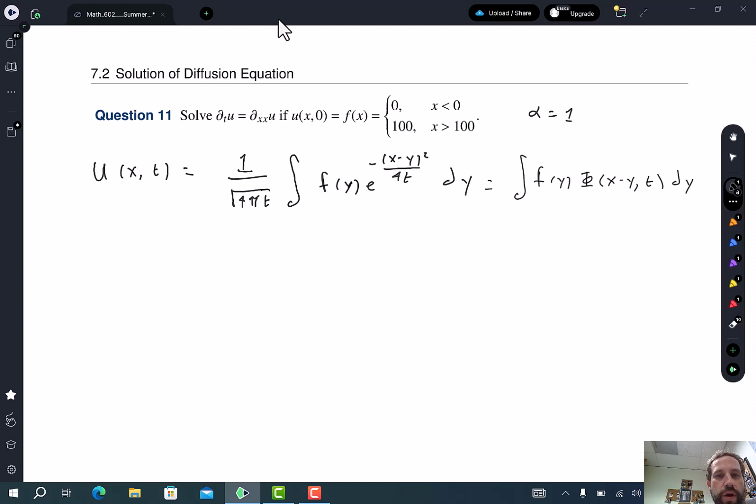Okay, so now what we're going to get is, all right, now what is f? F is 0 when x is less than 0, and it's equal to 100 when x is greater than 0. Okay, so what does this give us? This is just going to be the integral from 0 to infinity. F is 100, so that's 100, and then times the fundamental solution.